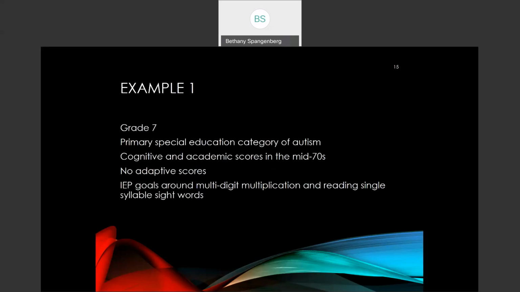Example 1. A student in grade 7 has a primary special education category of autism. The student has cognitive and academic scores in the mid-70s. There are no adaptive scores available for the student. The student's IEP goals for math are multi-digit multiplication, and for reading are reading single-syllable sight words. For the recorded webinar, pause the recording now to take notes.